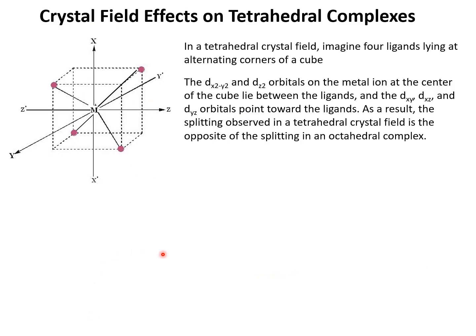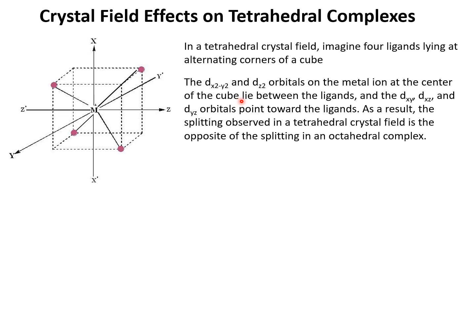Next, let us move on to crystal field splitting in the case of a tetrahedral complex. First of all, you must know what a tetrahedral complex is. In a tetrahedral crystal field, we have to imagine it like this: the 4 ligands lie at alternating corners of a cube. You can see 4 ligands.